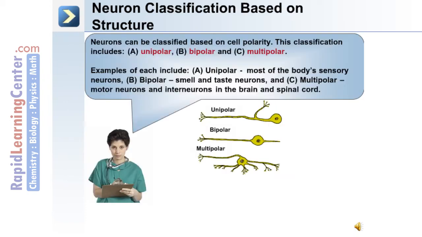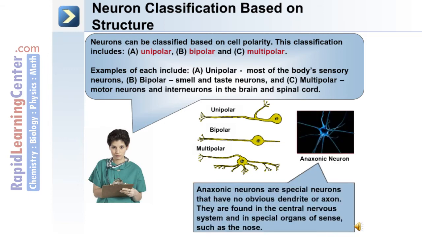The classification of neurons based on structure, specifically cell polarity. This classification scheme includes unipolar, bipolar, and multipolar. Most of the body's sensory neurons are unipolar in their structure. Smell and taste neurons are bipolar, and motor neurons and interneurons in the brain and spinal cord are of multipolar structure. There are also anaxonic neurons. These are special neurons that have no obvious dendrite or axon. They're found in the central nervous system and in special organs of sense such as the nose.